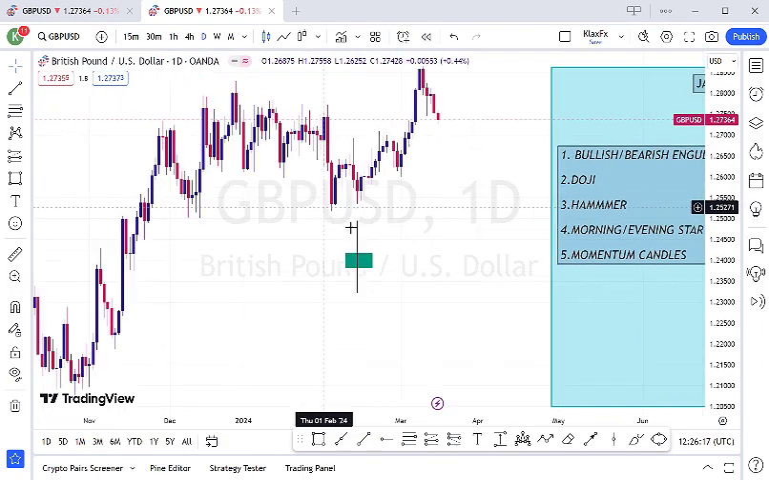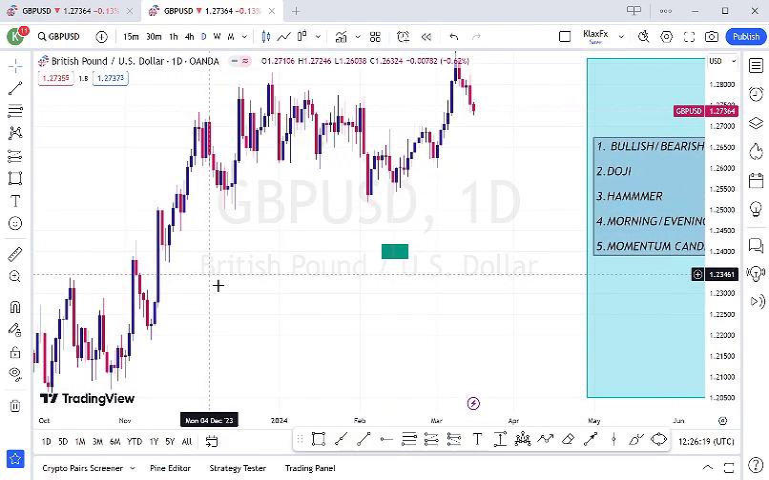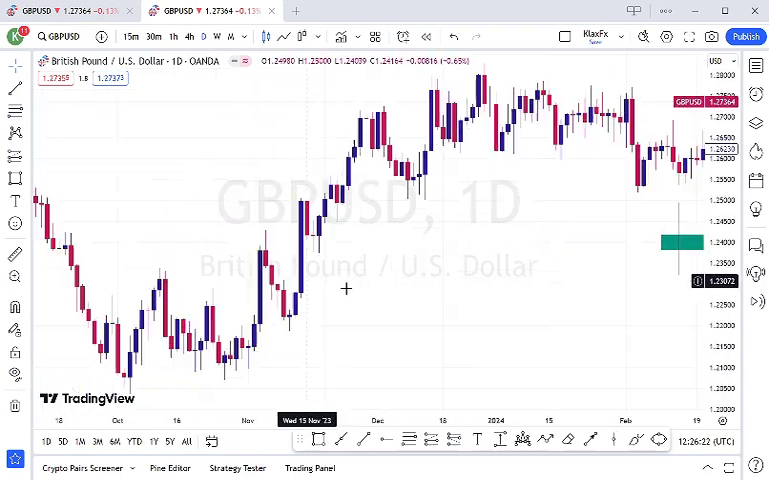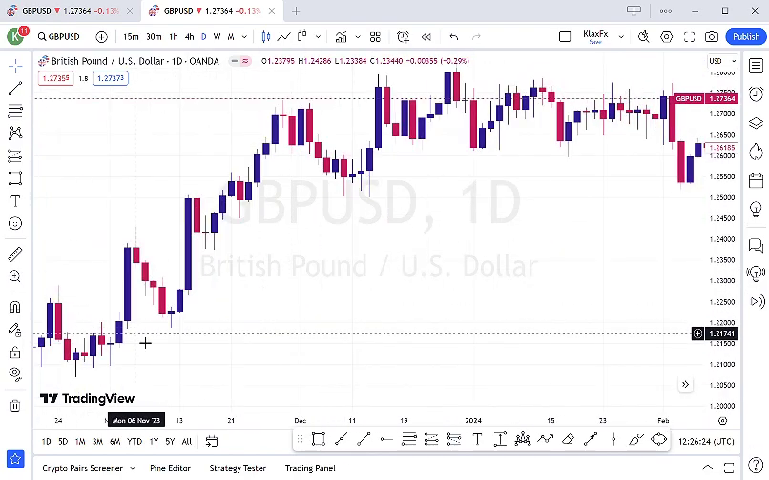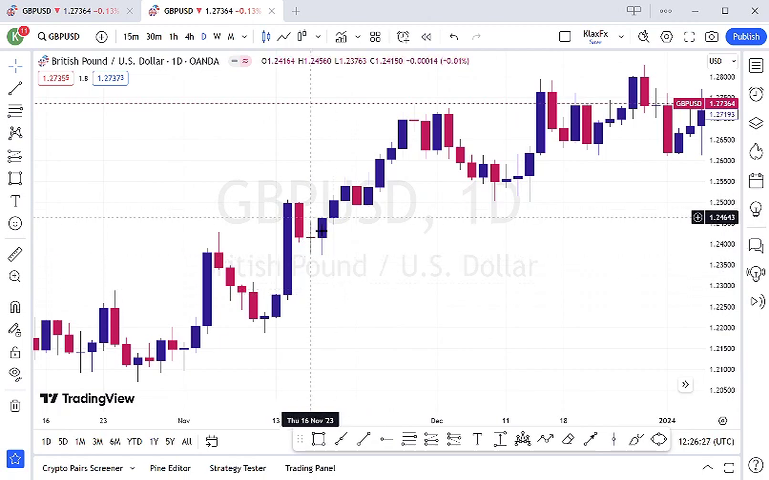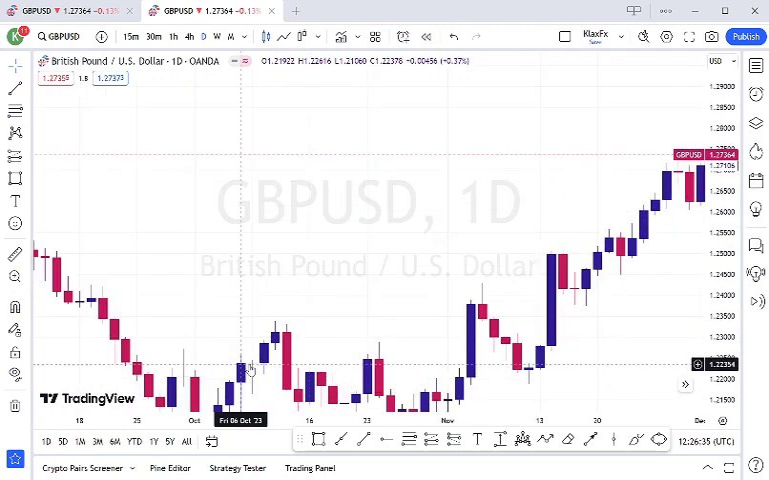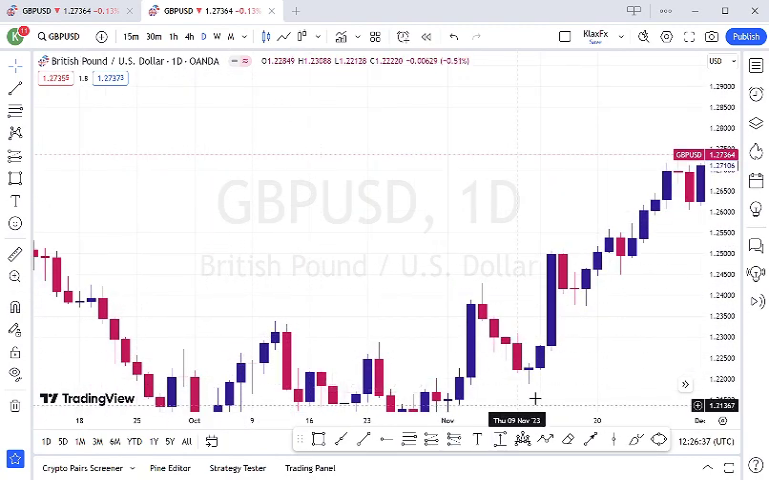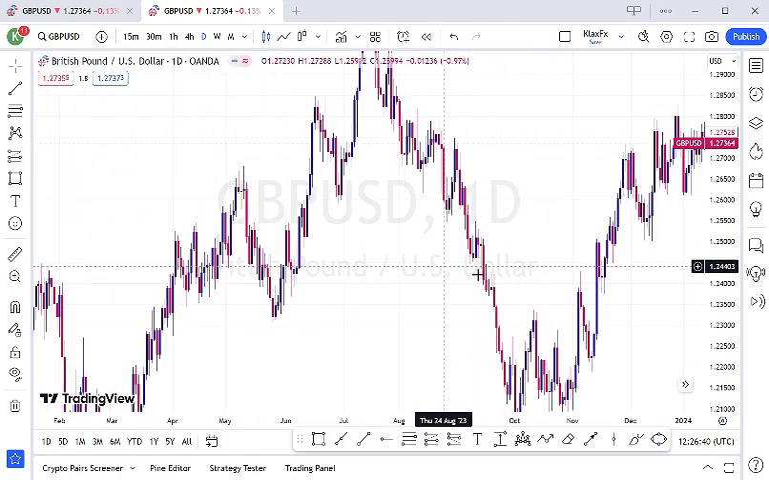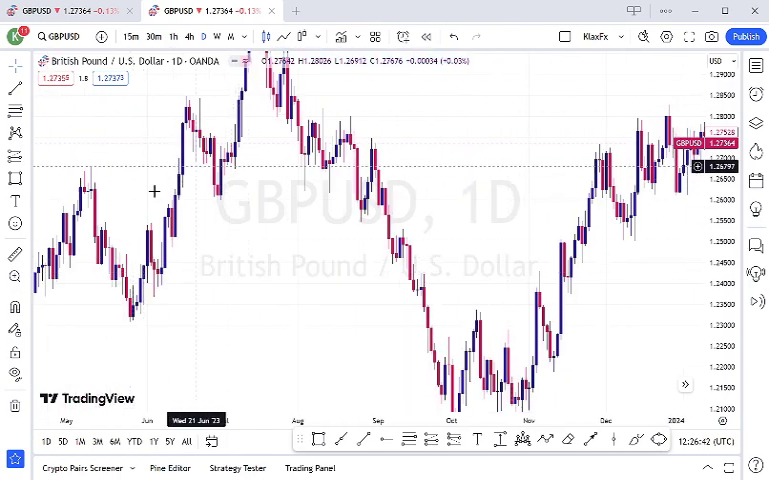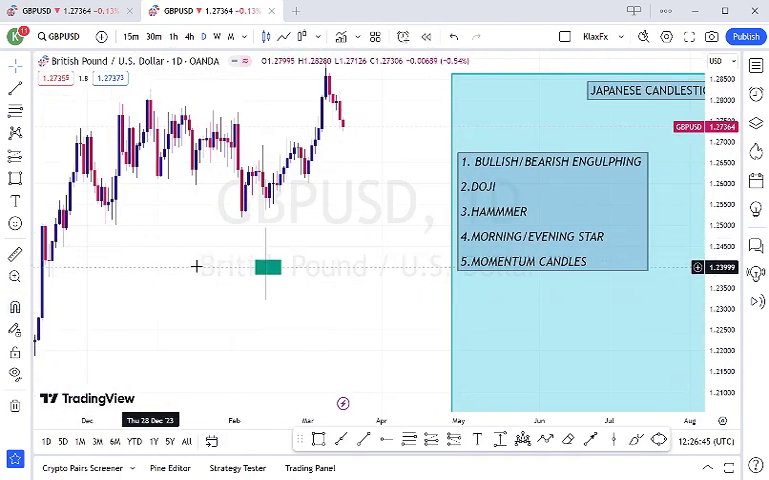Let me see if I can see a doji candle here. Okay, so I have one. This is a doji candle. This is also a doji candle. This is also a doji candle. Anytime you see a doji candle, it means indecision in the market. That's how you see doji candles. They play a very significant role in the market.